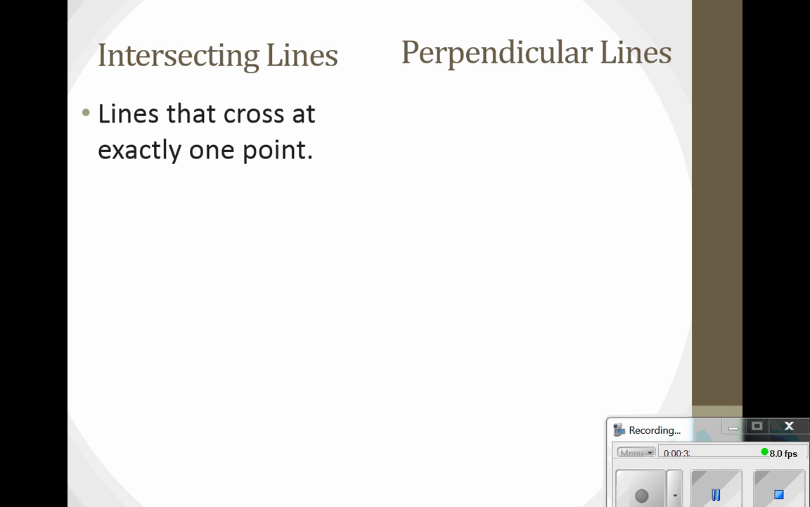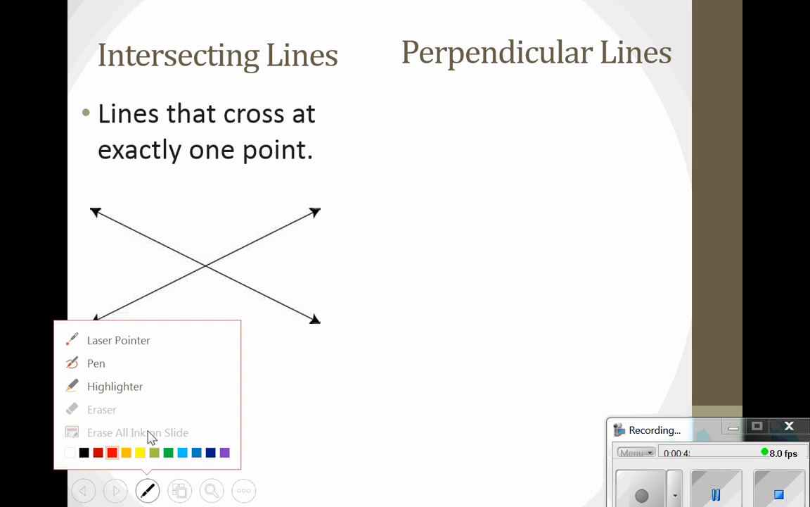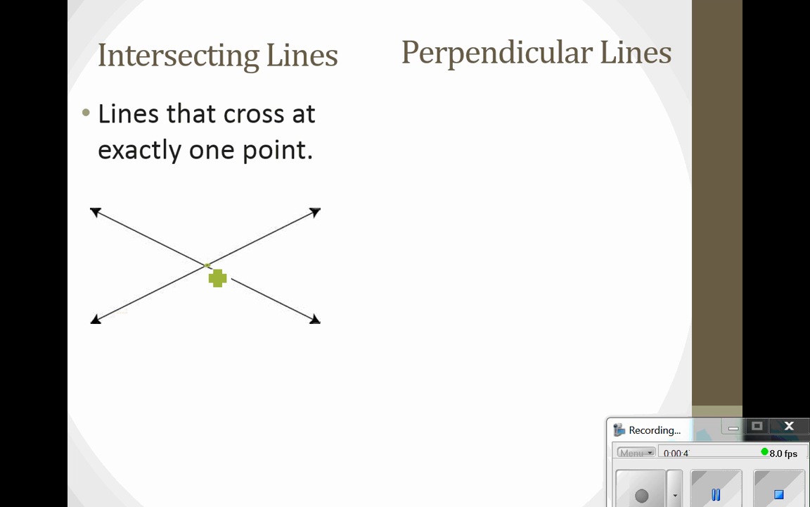And that's all you have to have. There's nothing else special about them. They just have to cross at exactly one point. And so here is a picture of intersecting lines. And you notice that they are crossing at one point, and that point would be right there.